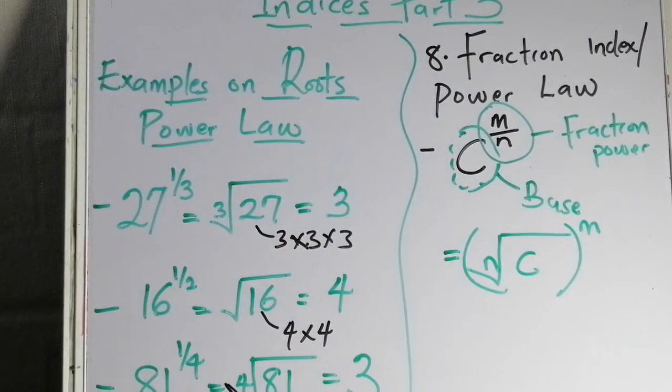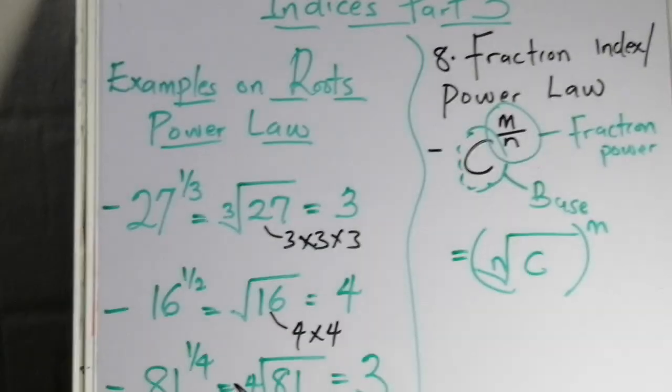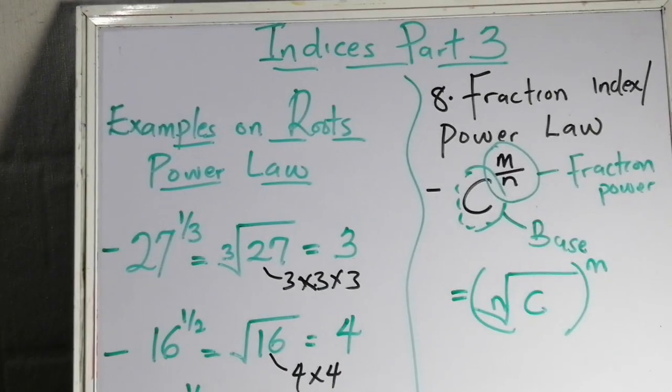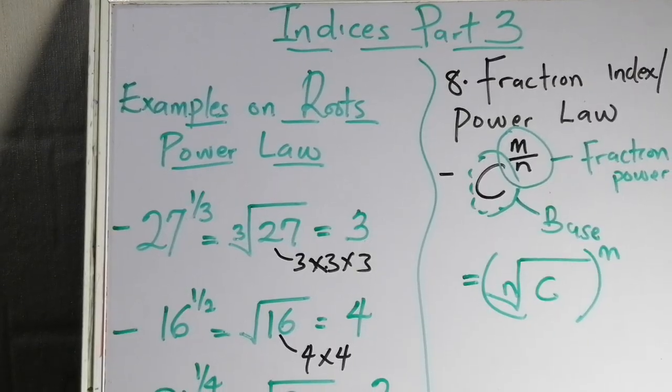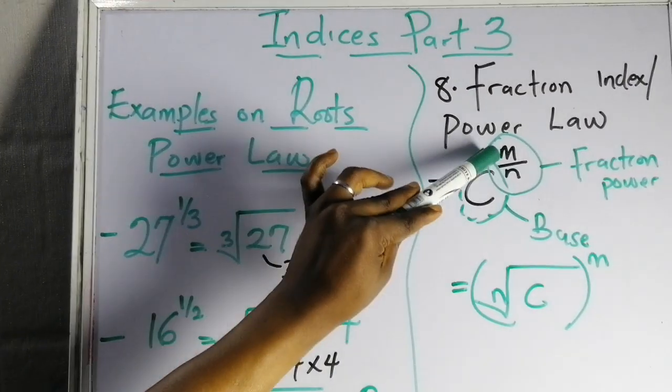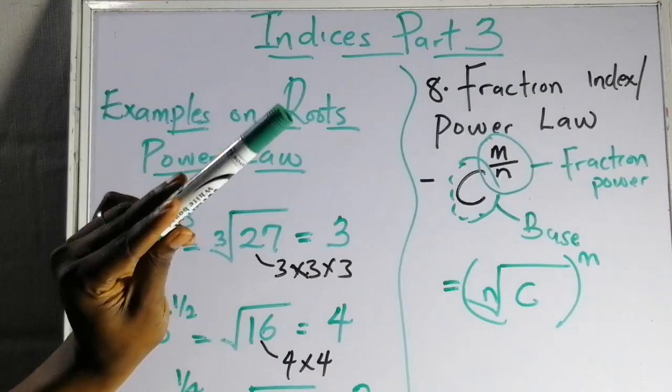I mentioned this in part one, in sort. Example of fractions, improper fractions. So the power here is a fraction. That is why they call it fraction power.